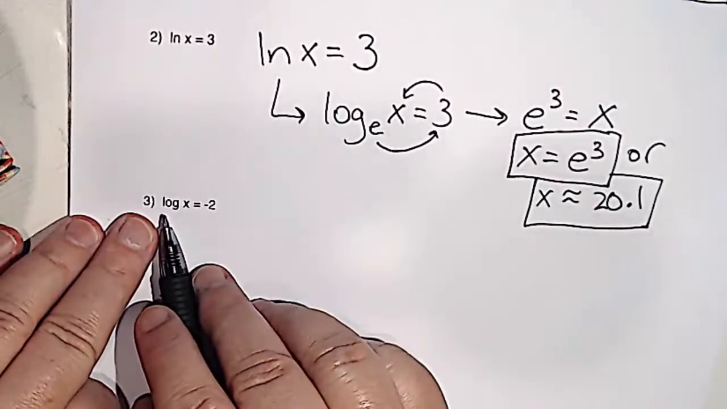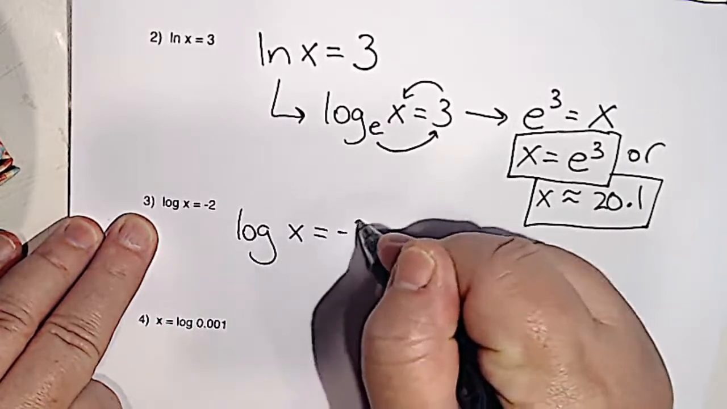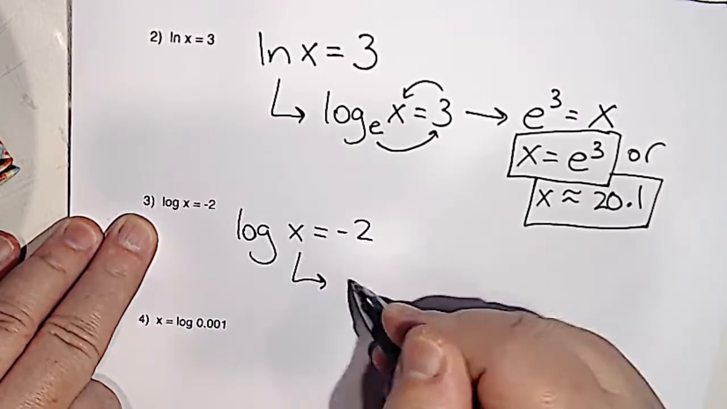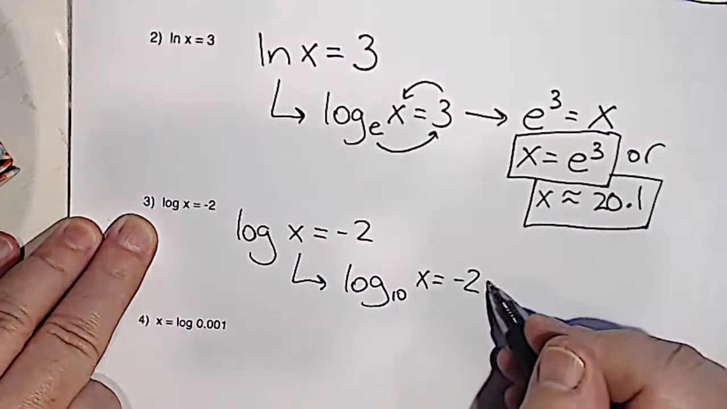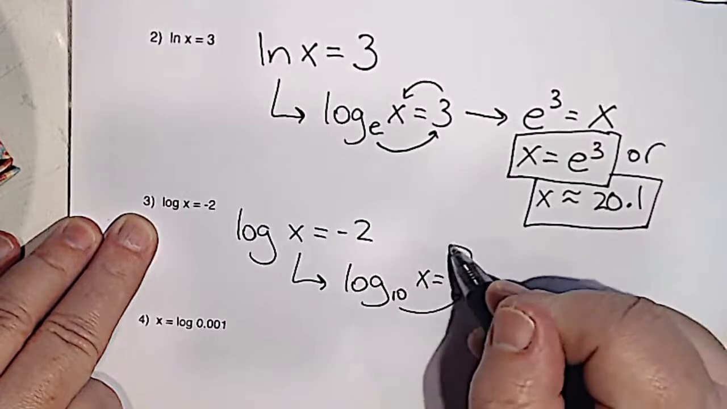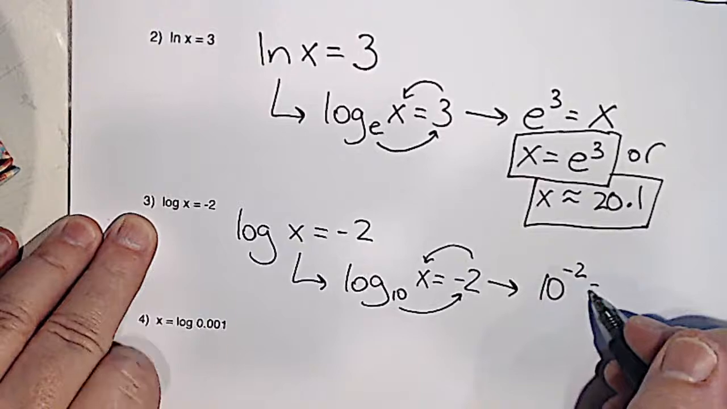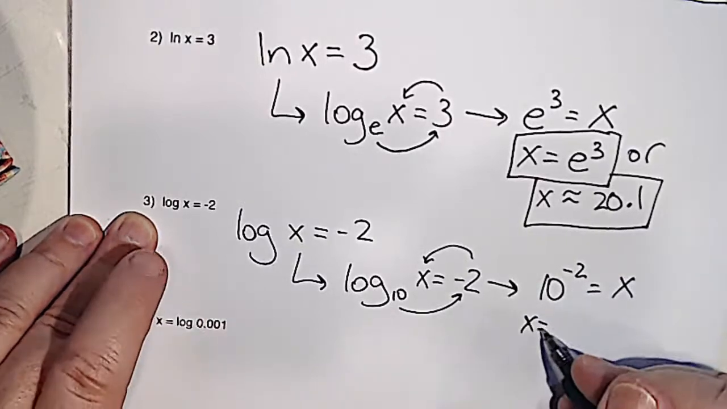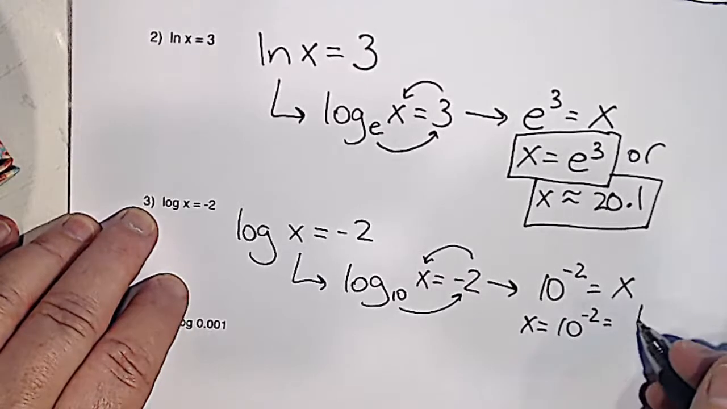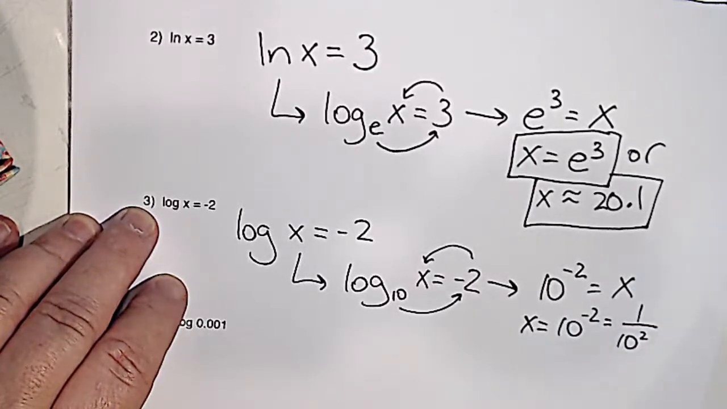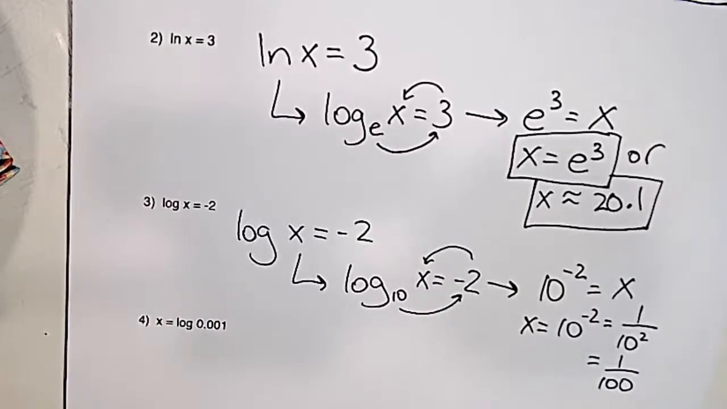So let's look here. If I have plain log of x equals -2, then what I really have is log base 10 of x equals -2. So again, I do my little spiral. 10 to the -2 equals x. x equals 10 to the -2, which is, what is that? 1 over, right? Because it's a vampire. That's 1 over 100. Where's my vampire?